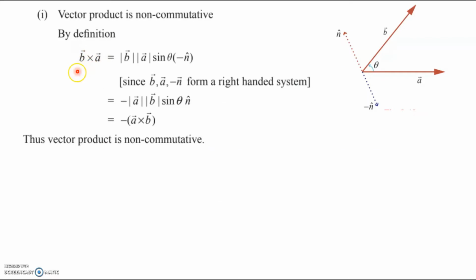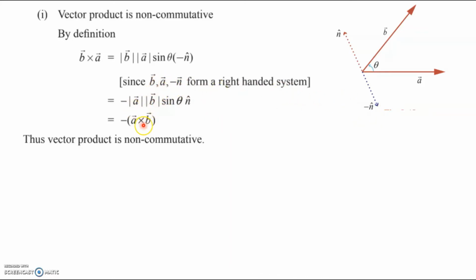Now, by definition, B cross product with A can be defined as magnitude of B into magnitude of A into sine theta into minus n cap, because this is B, this is A, and if your n cap is in this direction, then our resultant vector, B cross product with A, will be in the minus n direction. So they form a right hand system.